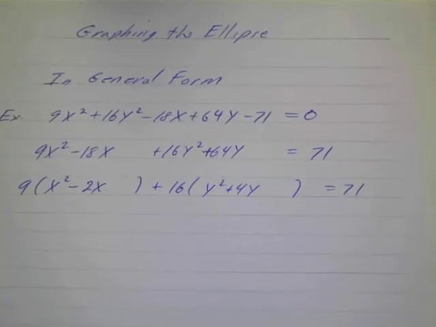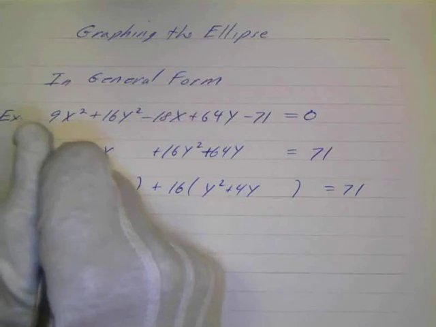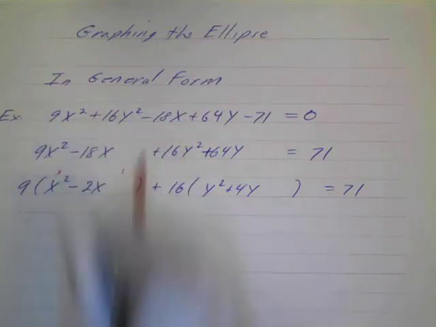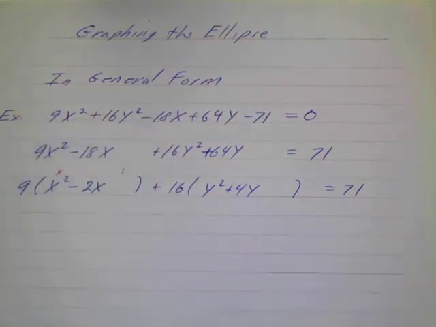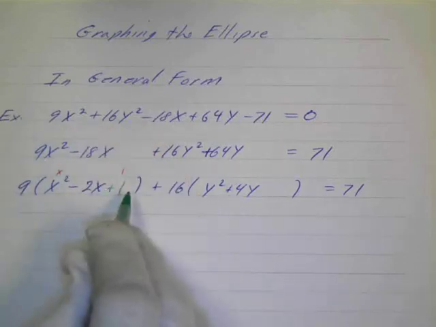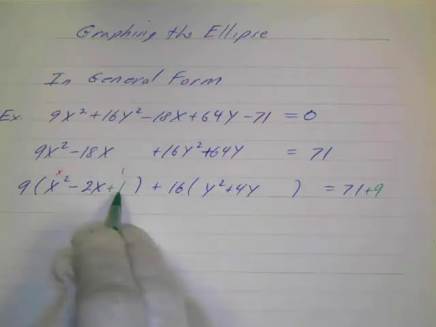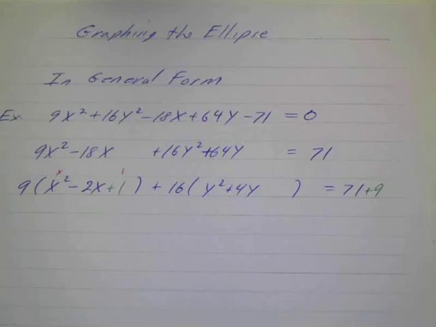Now once we do that, we're going to try to complete the squares. So this is going to be x. And what's half of 2? 1. What's 1 squared? 1. So I'm going to add 1. But this is 9 times 1, so I'm really adding 9. So I have to add 9 to both sides. Because I'm adding 1 here, but 9 times 1 is 9, so I'm adding 9 to the left. So I have to add 9 to the right.